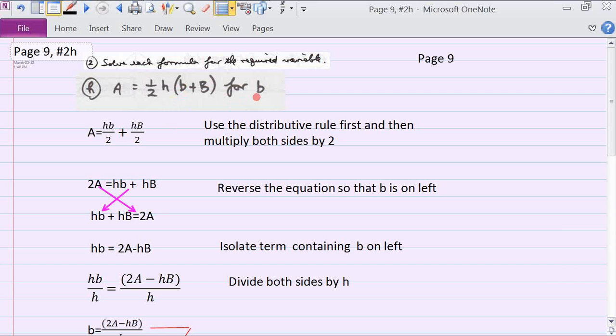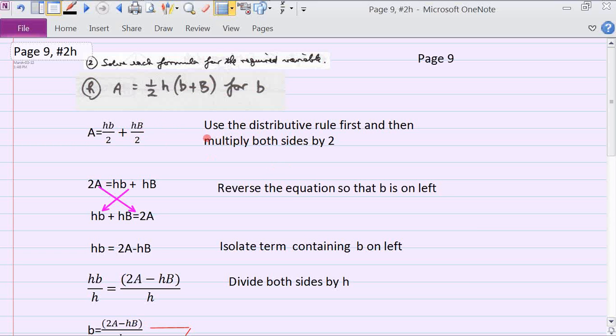So first thing I'm going to do is use the distributive rule, and I'm going to multiply a half h times b, and I get this hb over 2, and I'm going to multiply a half h times capital B over here, and I'm going to get that. So first I'm removing the brackets by using the distributive rule. So a half h times small b is right here. That's this one. And a half h times capital B is right here.